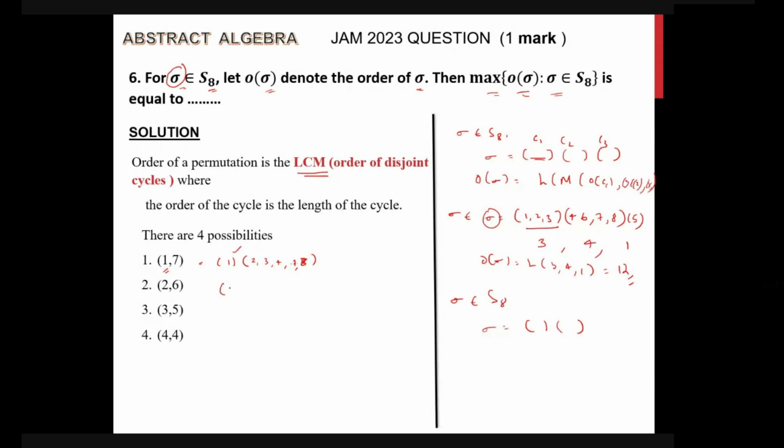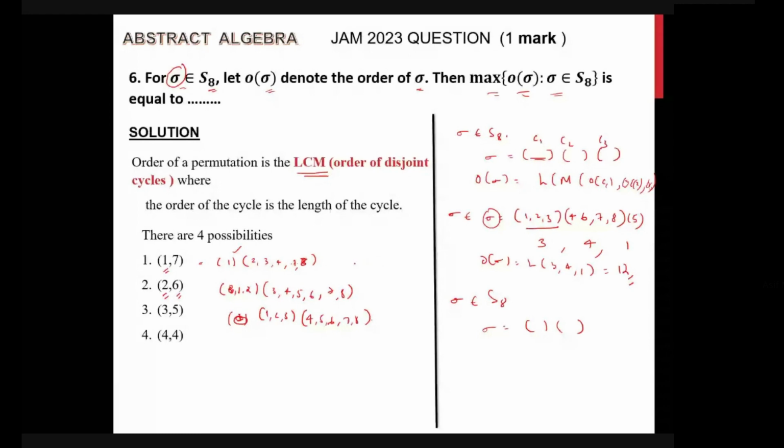And another possibility is 2 and 6, a cycle (1 2) and a cycle (3 4 5 6 7 8). You can write 2 and 6, and also you can split it more ways. And another possibility is 3, that means a cycle of length 3, (1 2 3), and another cycle of length 5, (4 5 6 7 8). Similarly, 4 and 4. And also you can split it any way.